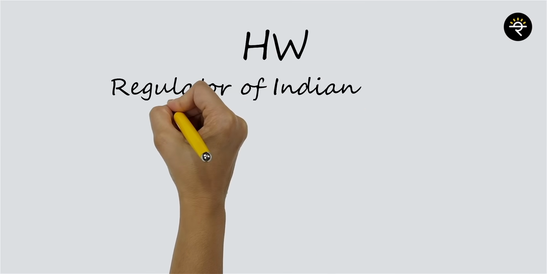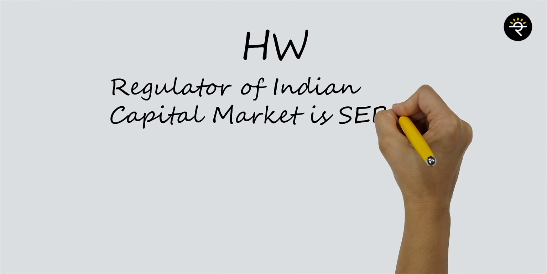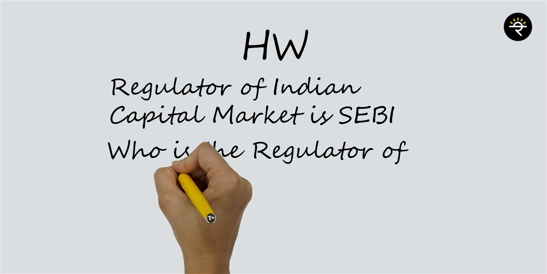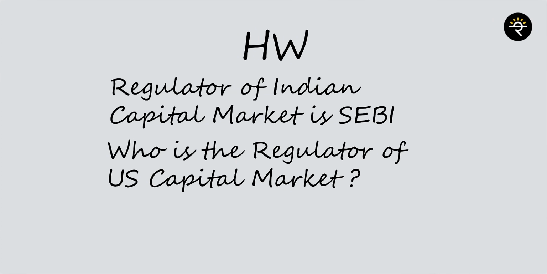So I hope you have understood the major 5 points of differences between Indian stock markets and US stock markets. I told you 5 points, but what next? Can't you tell me even 1 point? You will. I'm going to give you homework. The regulator of the capital markets in India is SEBI. Now, what you have to do is tell me who is the regulator of capital markets in USA.